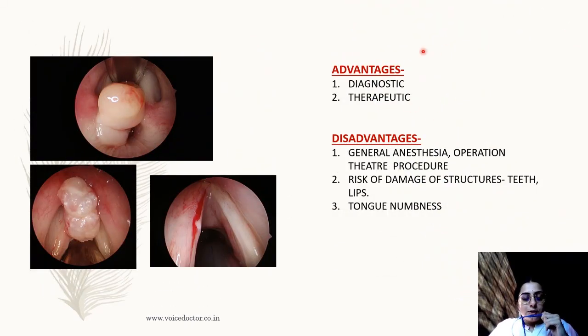So the advantage of this procedure is that here you can not only visualize but also perform procedures. But the main disadvantage is that the patient has to be taken to the operation theater. You have to give anesthesia to the patient. You will be putting a scope through the mouth, so there is a risk of injury to the teeth and lips, because there is a little bit of pressure over the tongue. The tongue after the procedure can become a little numb.